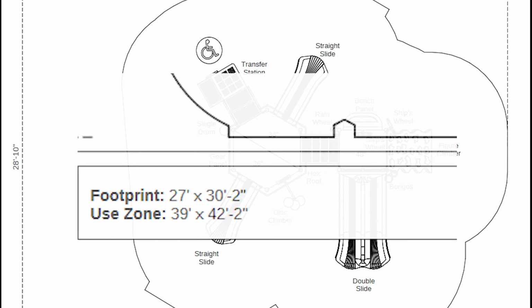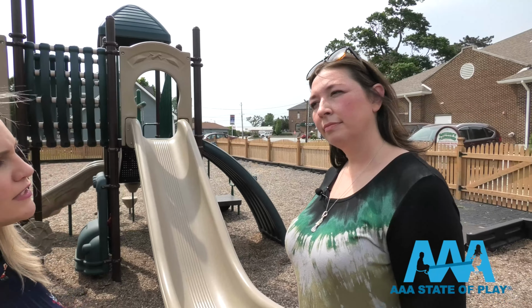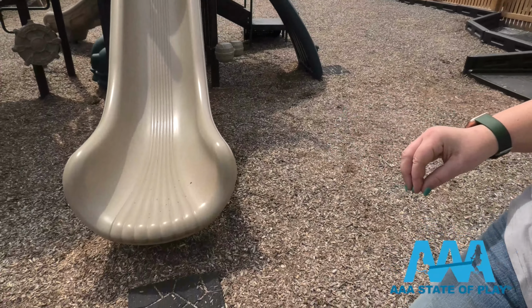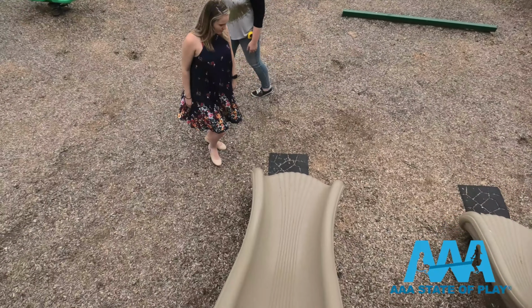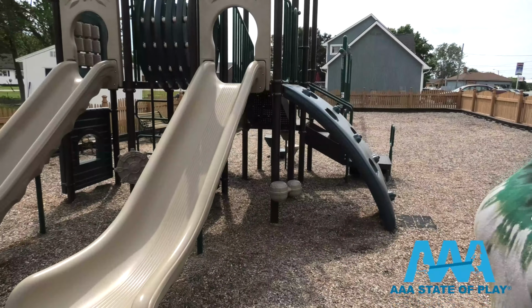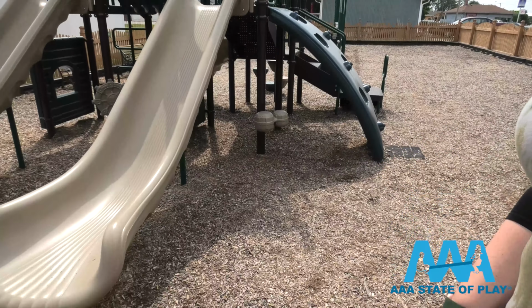Let's start with the fall zone. We are here with Laura, our playground specialist. Can you explain to us what a fall zone is? Absolutely. A fall zone is the amount of room that's required for children to play safely around a structure. Generally speaking, it's roughly 6 feet in every direction from where the structure hits the ground.